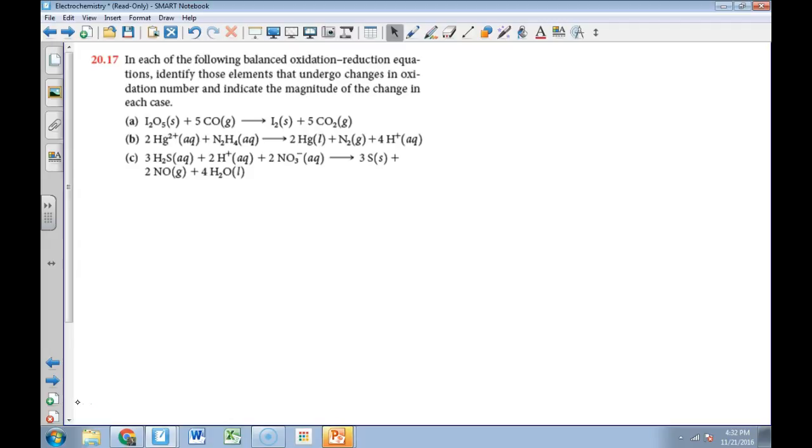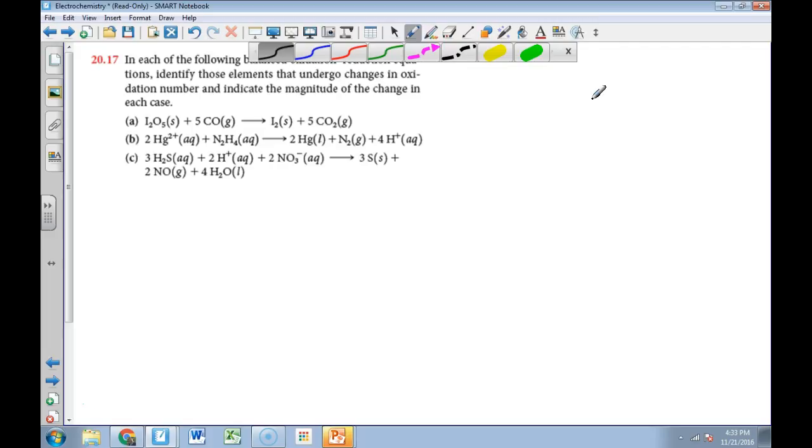Everybody, this is question 20.17, Brown, LeMay, and Burston. This is a good question because a lot of the formulas that you use in this unit deal with making sure that you count the correct number of electrons being transferred. So in this case, we have a whole bunch of reactions, well, 3. I wouldn't necessarily call that a whole bunch.